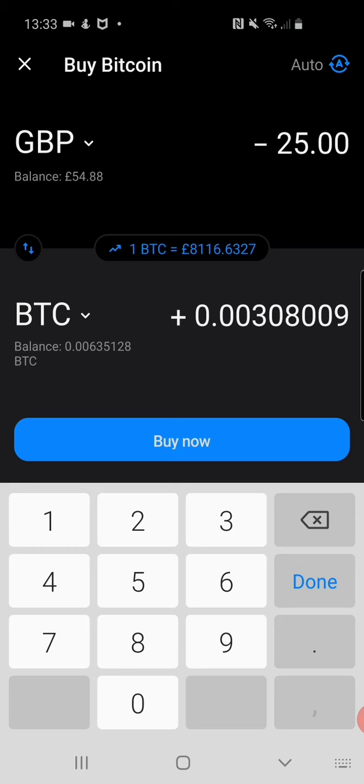That'll quickly calculate that would purchase 0.003 Bitcoins.